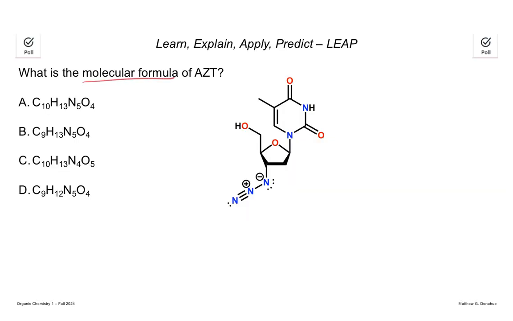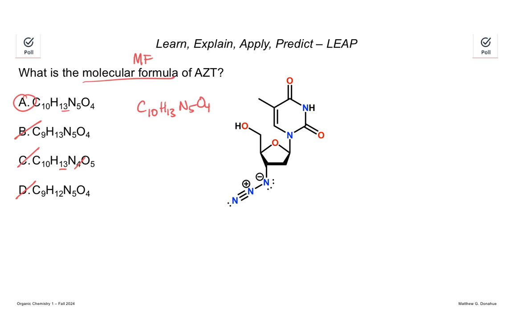So what is the molecular formula of AZT? And again, that's the collection of all the elements and how many of each type of element there are. So we said there was C10, so we can eliminate B, D. The 13s for A and C are the same. We said there were 5 nitrogens, so that's wrong. So C's out, and A is our correct answer. C10, H13, N5O4. So that's the molecular formula.